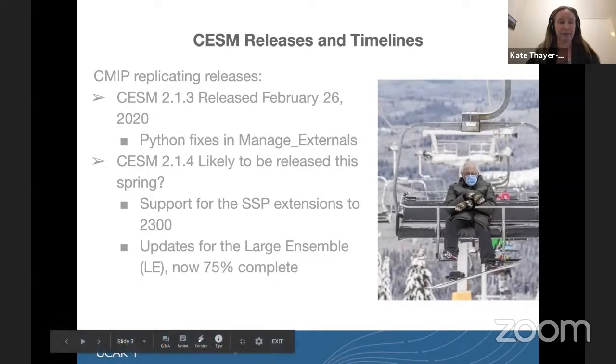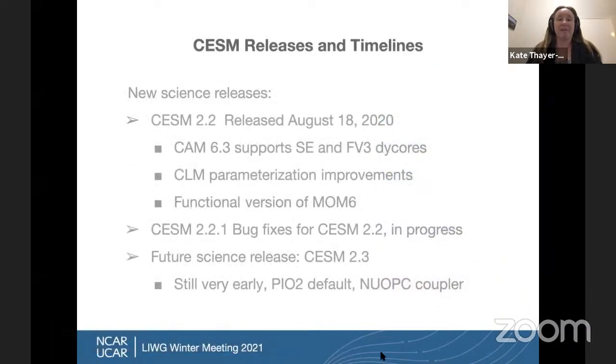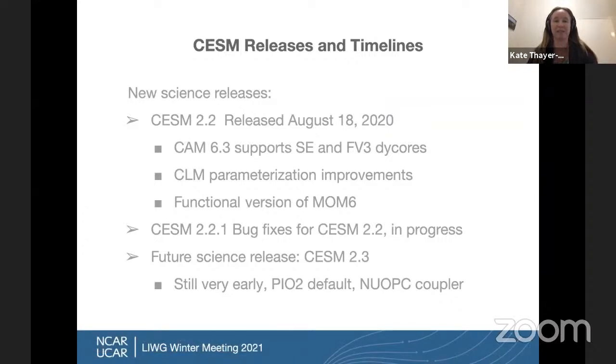I can't move to my next slide now, but there it is. Okay, there was a new science release last August, CESM 2.2. So this will not replicate the CMIP series of experiments, but it does include CAM 6.3, which is a new version of CAM, and it supports the SE and FV3 dycores. There are some changes and improvements to CLM, and a functional version of MOM6 was released with this version of the model. CESM 2.2 will have a 2.2.1 with bug fixes.